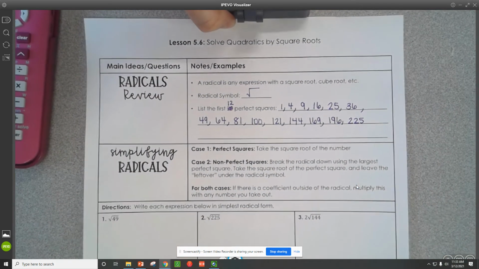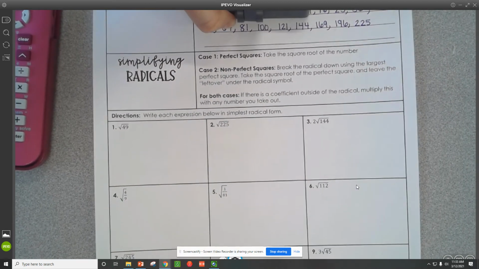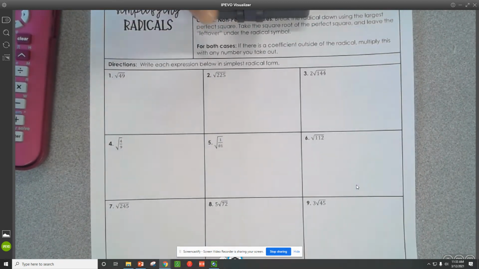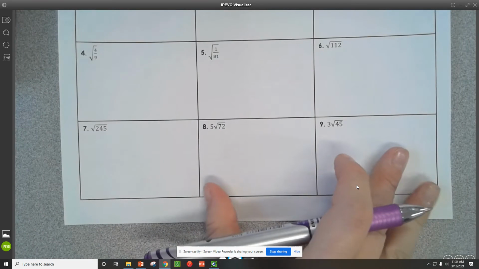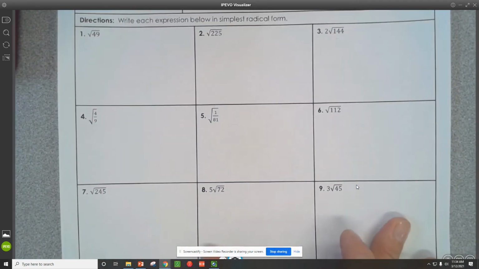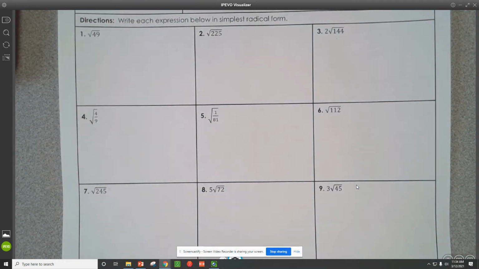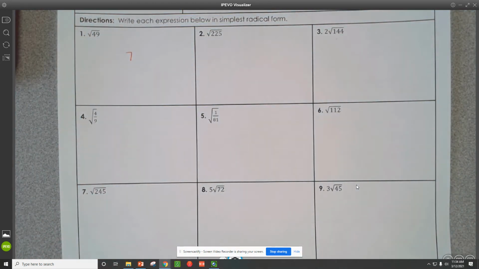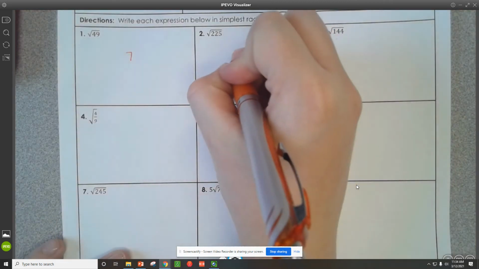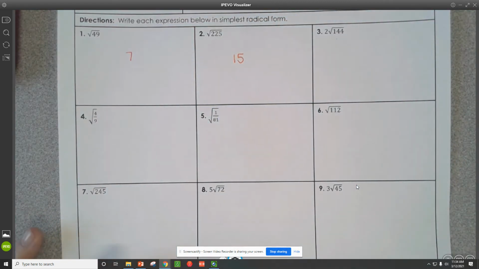Before we get started actually looking at quadratics and looking for x-intercepts, we're going to learn to simplify the radicals. Let me adjust this a little bit to make it a little closer. All right, so square root of 49. When it's a perfect square, you just get an answer. And that answer is 7. Hopefully you knew that. Number 2, square root of 225 is 15.